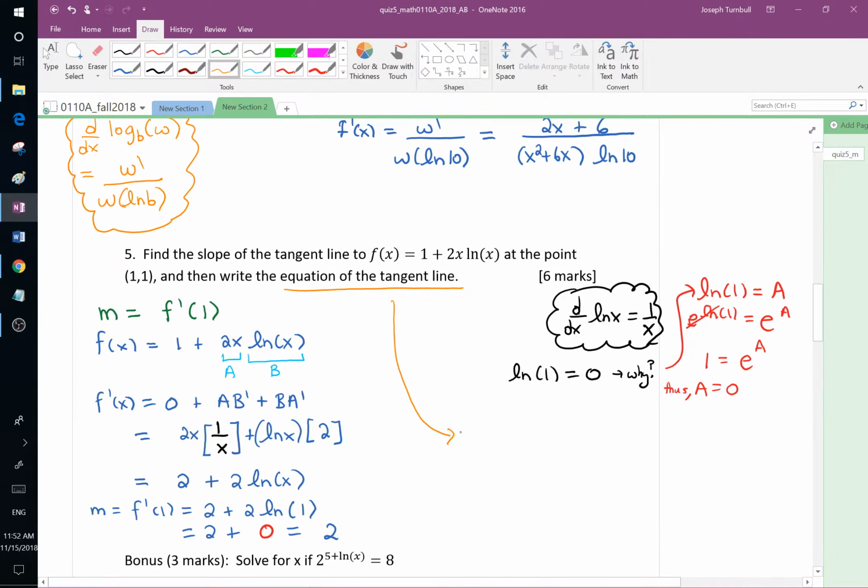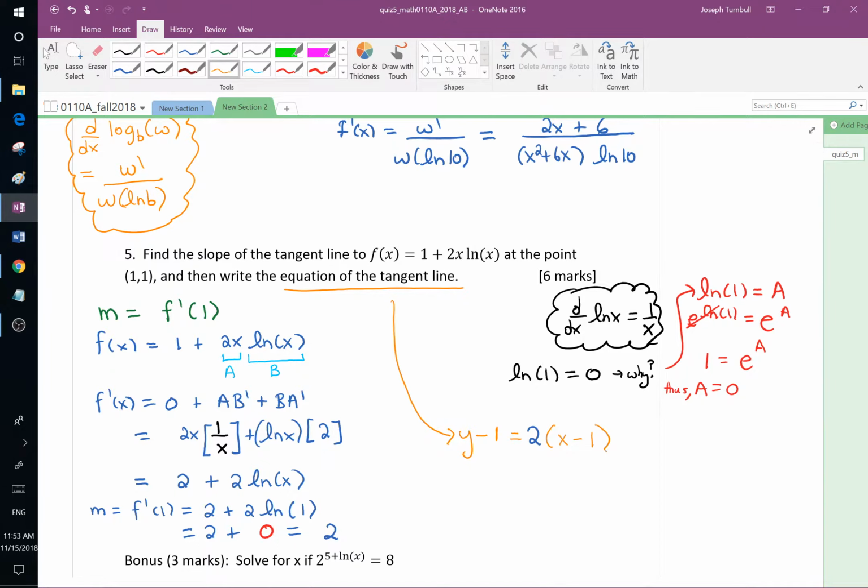So our equation of any line is y minus the y value, which is 1, equals the slope m, which is 2, times x minus the x value, which is also 1. And that's our answer.